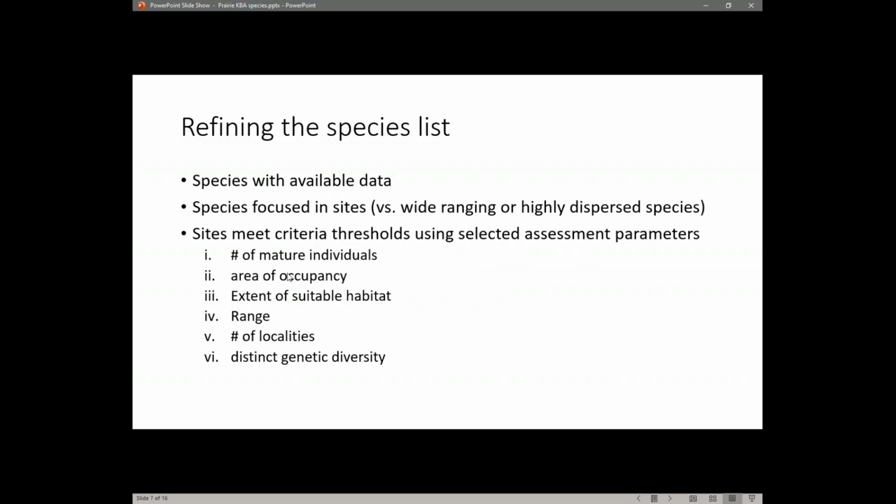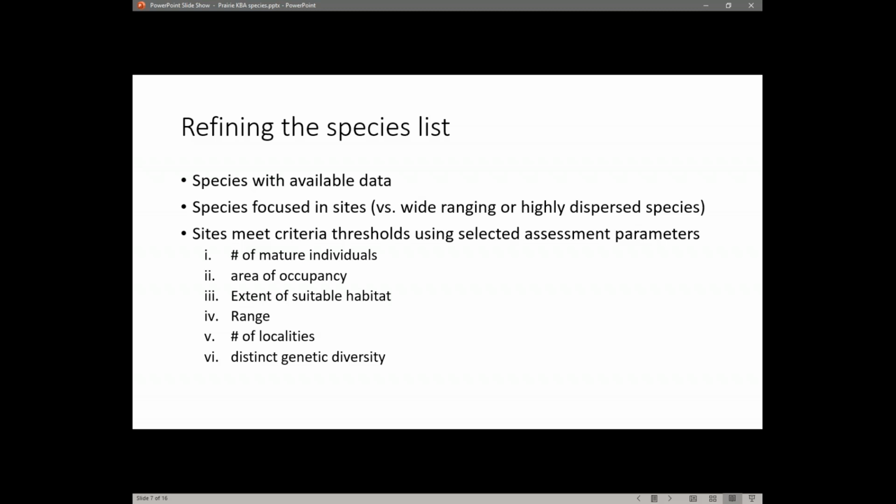So I had this huge list, and I wanted to relist to focus on a few species that we could potentially identify KBAs for, key biodiversity areas. We're constrained to species that have available data. We need to be able to get a population estimate for a species, but also particular sites where they occur. The species also need to be focused in sites. A very wide-ranging or very dispersed species is hard to capture with a KBA under this system, because we can't focus on one area that might hold the minimum thresholds of the population of that species.